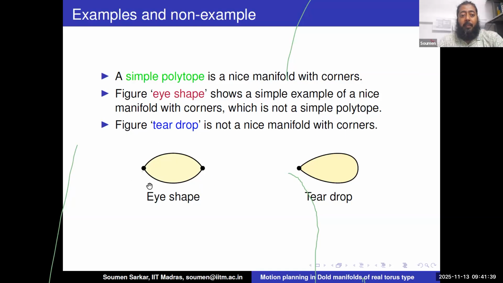Here is an I shape. This I shape is not a simple polytope, however it is a nice manifold with corners. Whereas the teardrop is not a nice manifold with corners, because this point is a codimension 2 face, however it is not a connected component of the intersection of two codimension 1 faces.